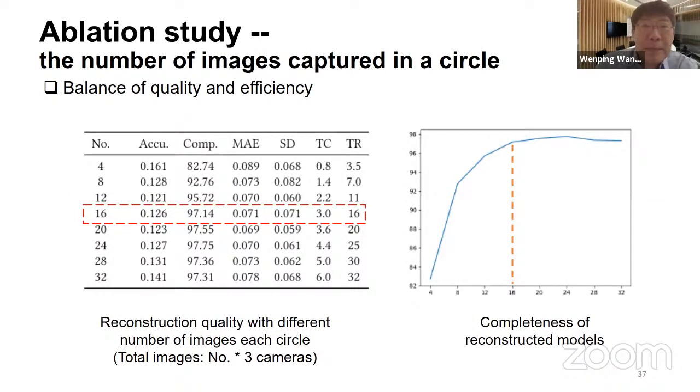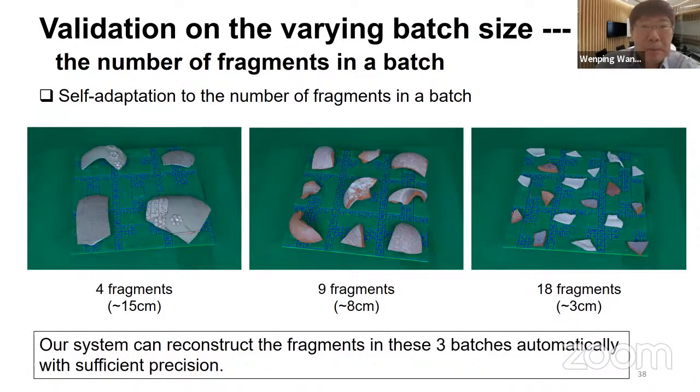And another question is how many images we should take. Now, in our current setup, we have 16 stops in one circle. Times 3, we use 48 images. Taking more images would mean slower time, potentially more accurate. But our ablation study shows that 16 images will be good enough, and more images will not bring significantly more benefit. Okay, the scanning batch size can be different. It can be as many as 18, it can be 4, depending on the size and the needs. The system works all right.